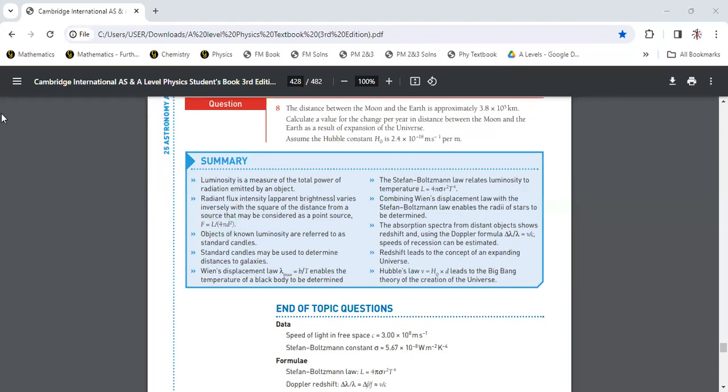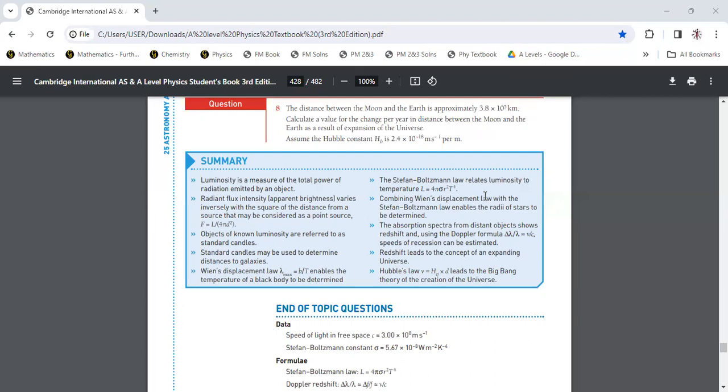Next, we also know the Stefan-Boltzmann law, which is proportional to temperature to the power of 4, and also the surface area of a sphere. So we know that our constant is a given value, which does not need to be memorized. So it relates luminosity to the temperature. And also, if your radius increases, your luminosity increases too. And you can combine Wien's displacement law with the Stefan-Boltzmann law because you do not immediately know the temperature, you only know the wavelength.